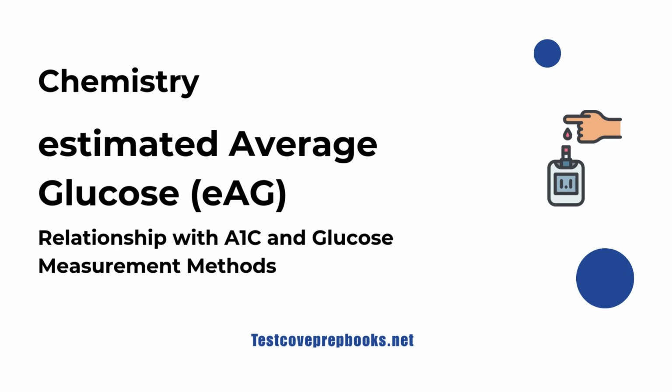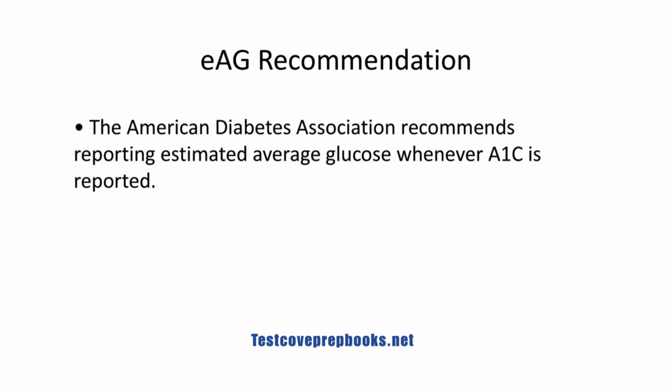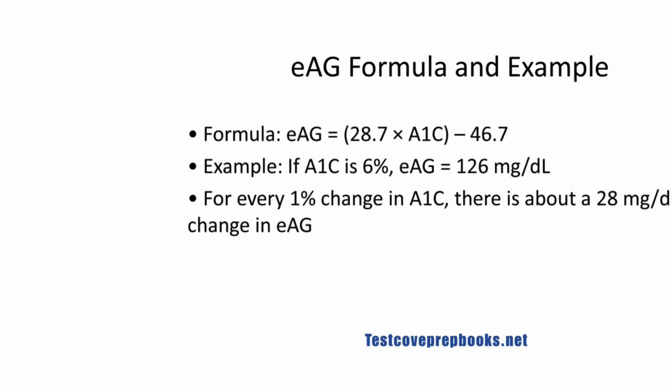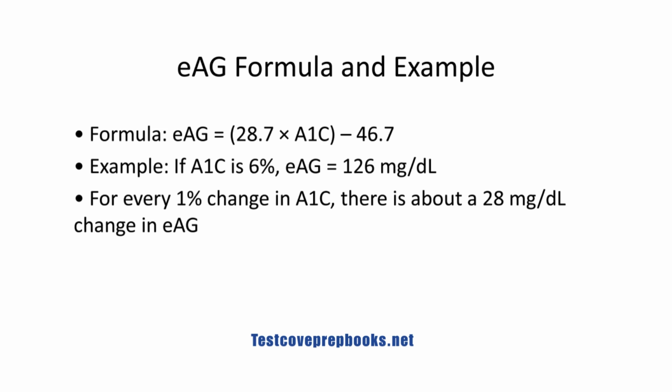The American Diabetes Association recommends that estimated average glucose, or EAG, should be reported whenever hemoglobin A1C is reported. This makes it easier for patients and clinicians to understand what A1C values mean in terms of actual glucose levels. The formula for calculating EAG is 28.7 multiplied by the A1C value minus 46.7.